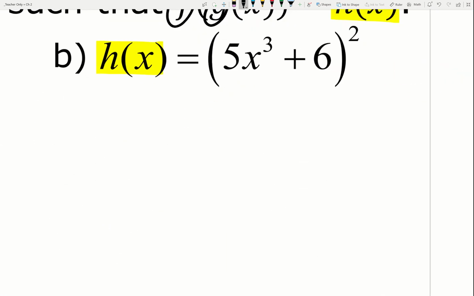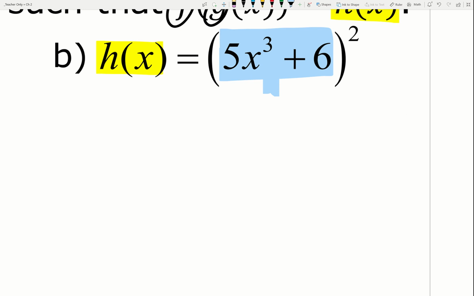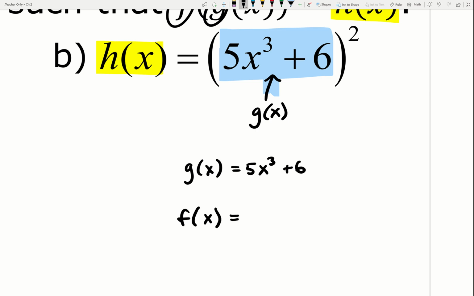As another example, you may look at this by simply saying you've got this input of 5x to the third plus 6 inside. That might be your g. G of x right there. So we might say g of x is equal to 5x to the third plus 6 as the inside, and then as the outside, we might simply say take the input and square it, or in other words, just x squared. That's one way to do it.